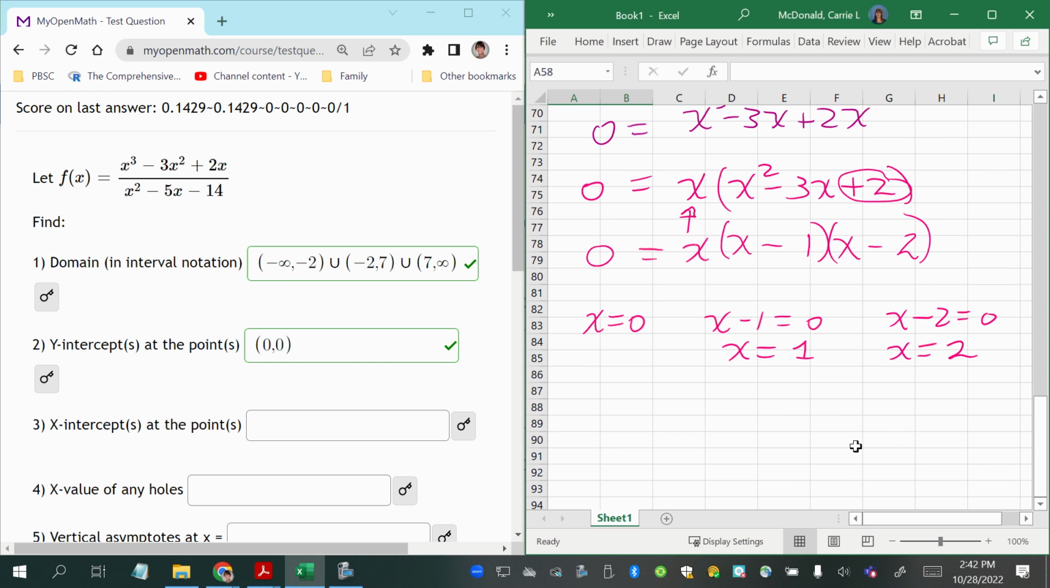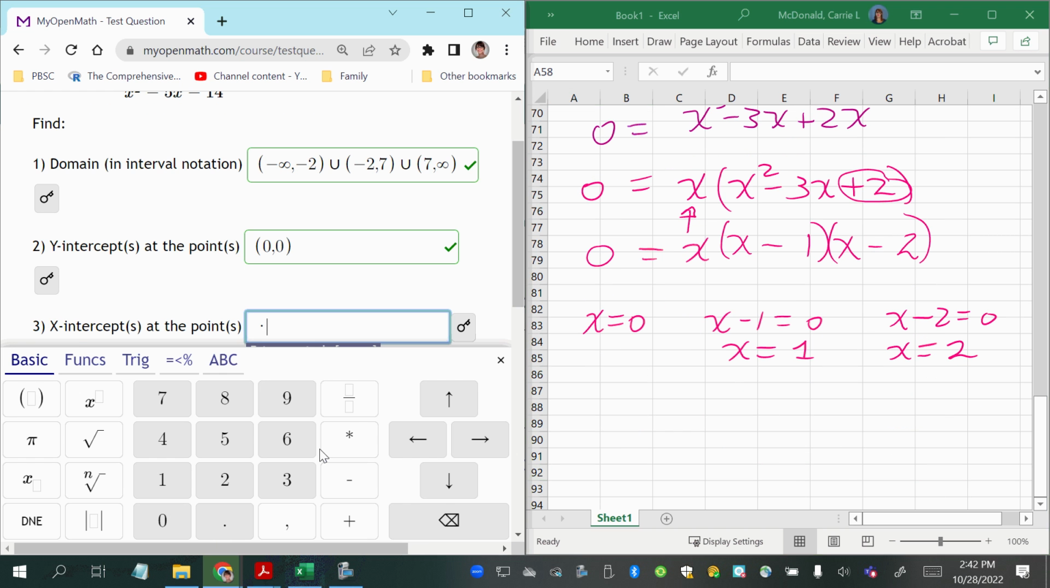So I'm going to have x-intercepts at, I'm going to list my ordered pairs of each of my points here. So at the origin, then at 1 for x, and then at 2 for x.